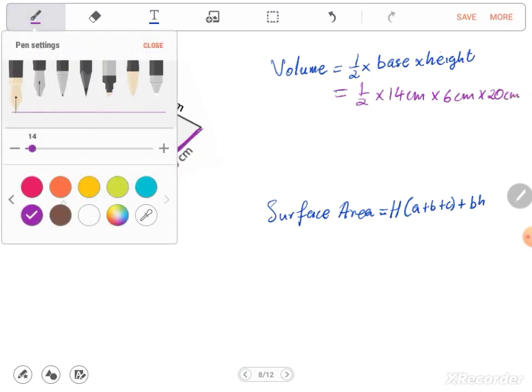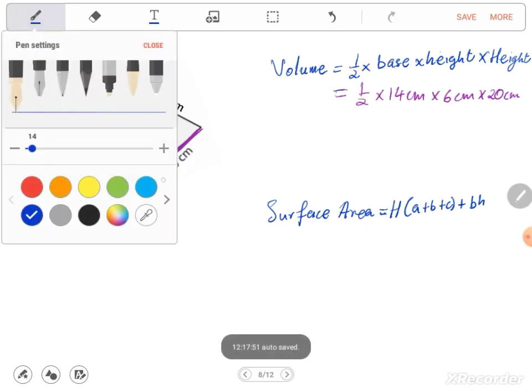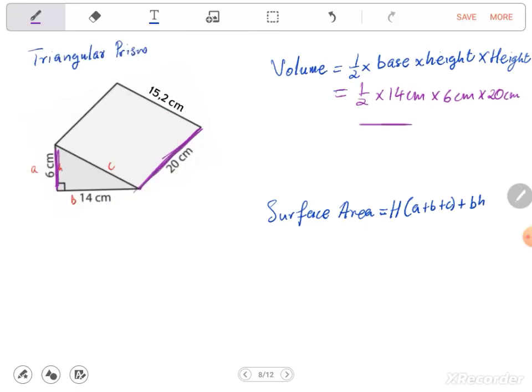I notice that my formula is a little bit short. It must have a capital letter H for height here. Okay, now it looks nice. Then when we continue, after we have substituted half times 14 times 6 for the height and times 20, the height of the prism, we'll now get a total of 840 centimeters cubed. So this becomes our answer for the volume.